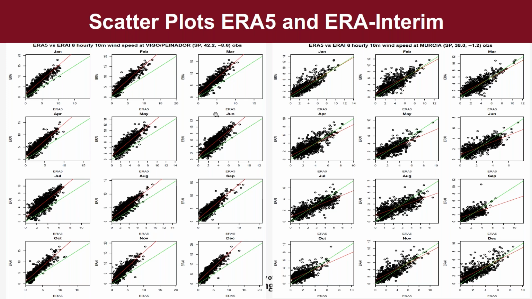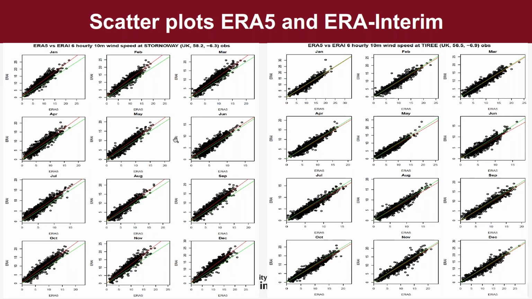And we're going to look at a few other sites now, places that are much, much windier. So this is looking in the northwest of Scotland at Stornoway on the island of Lewis. Here again, a lot of the ERA 5 data is above the line.